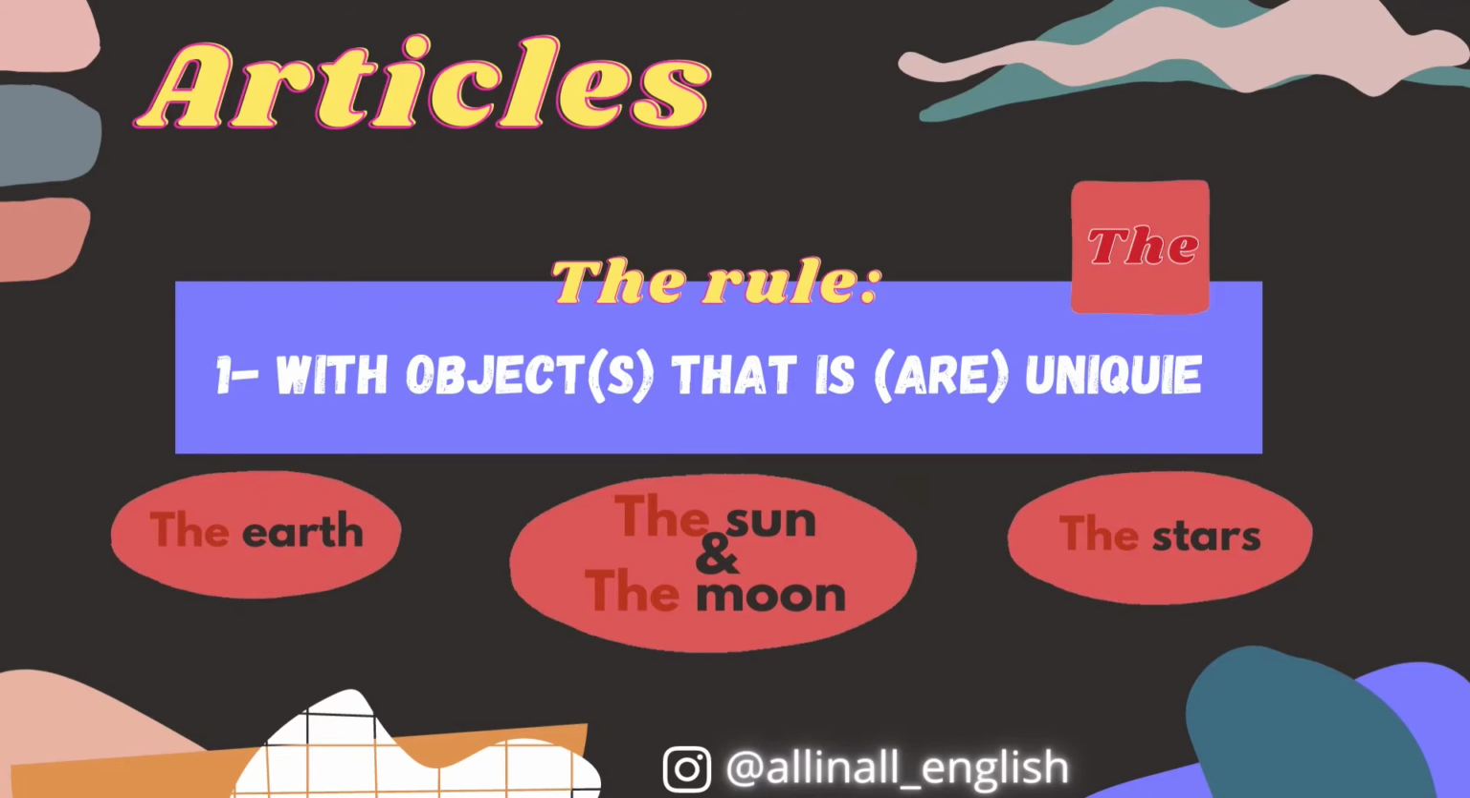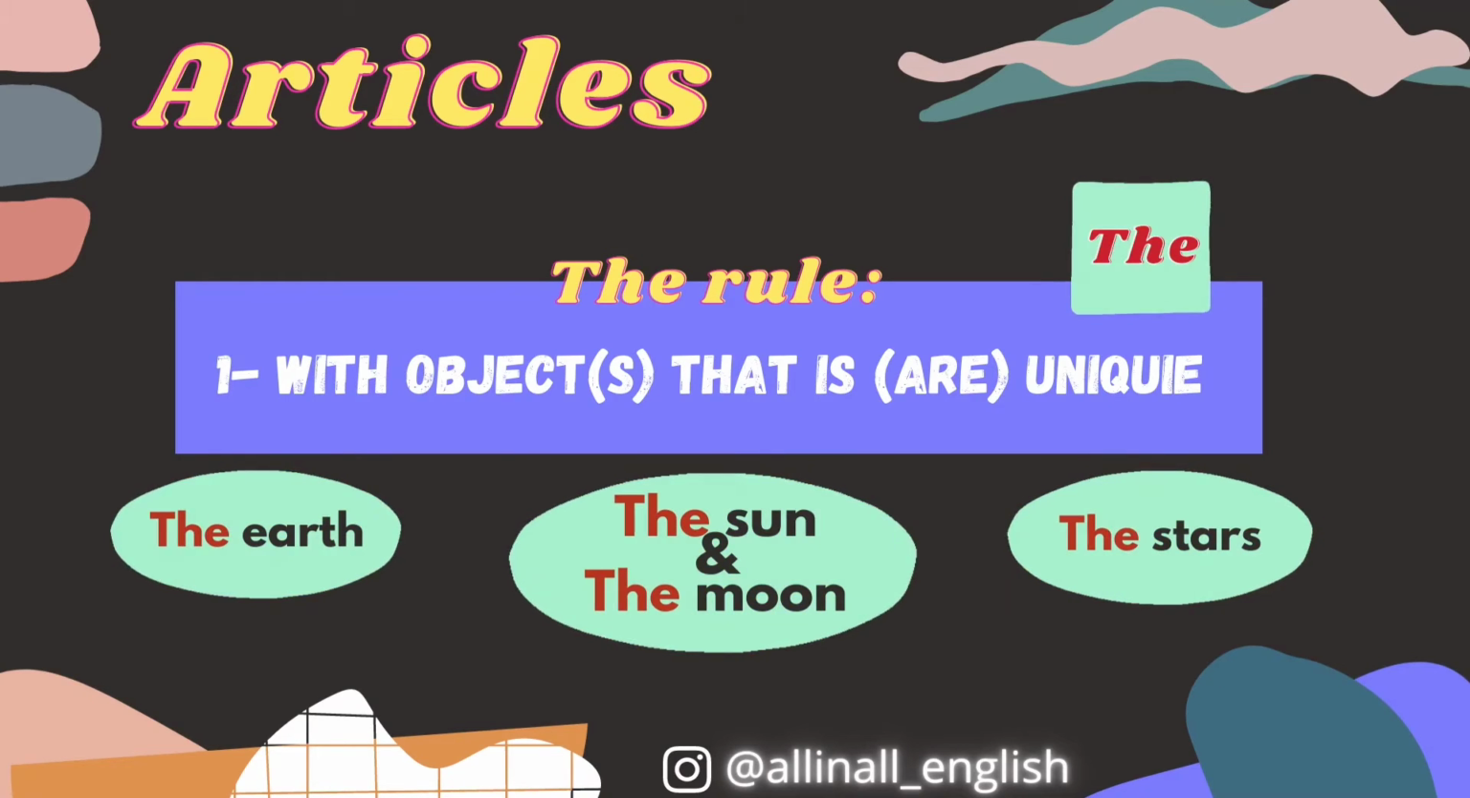The first one is the Earth. And we all know that we have just one planet called Earth that we live on, so it's a unique object. So we can use the article "the" with it to represent it. So we say the Earth.